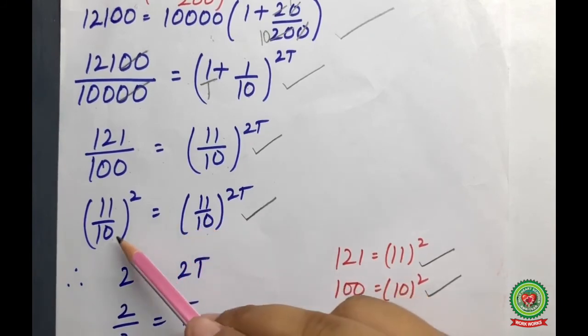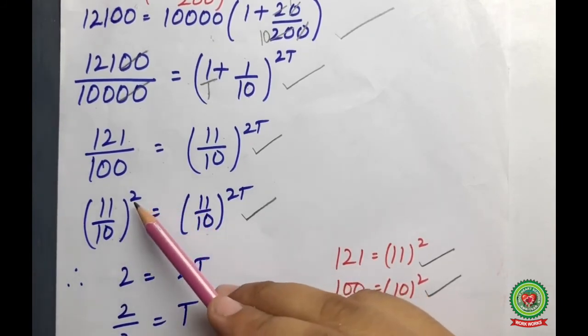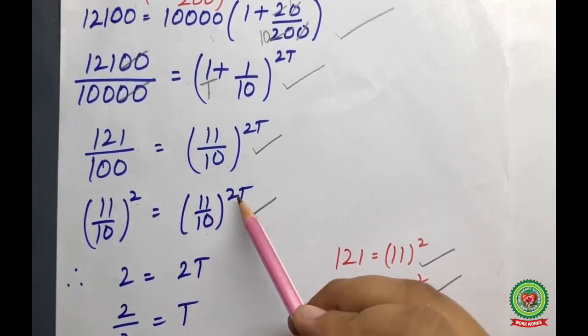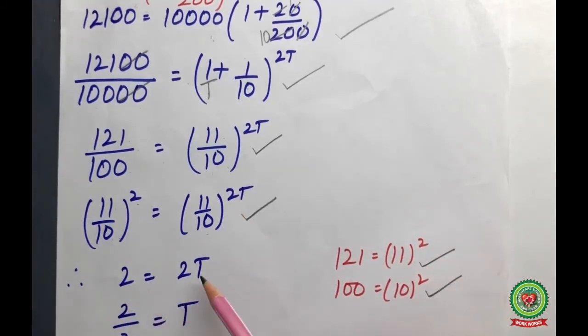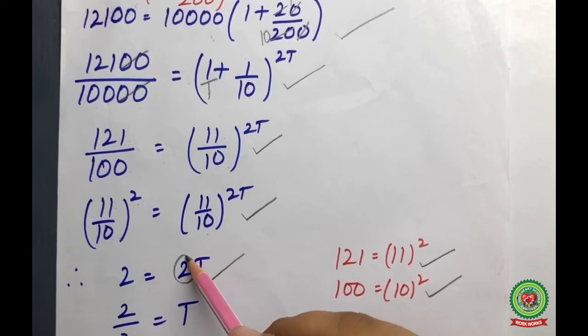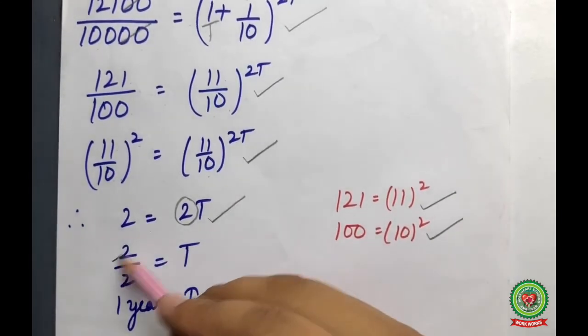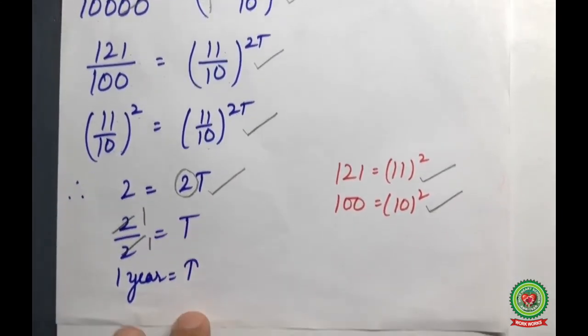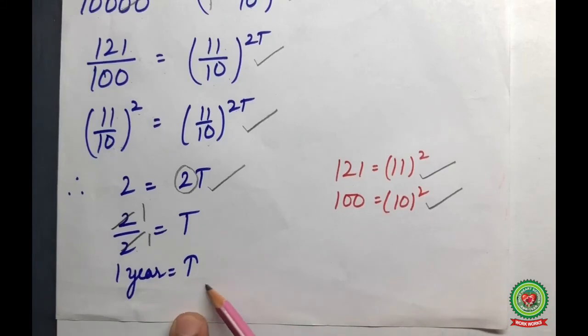Now as the bases are same, therefore powers will also be same. So we get 2 is equal to 2t. Now we are going to shift this 2 on the other side. So on shifting, we get 2 upon 2 is equal to t. On doing the cutting of 2 and 2, we get the value of time as 1 year.